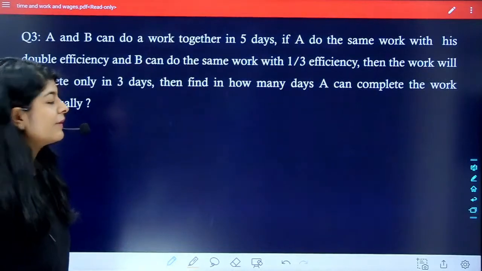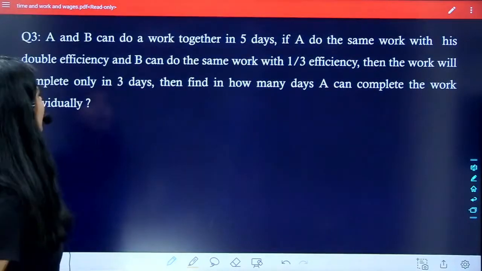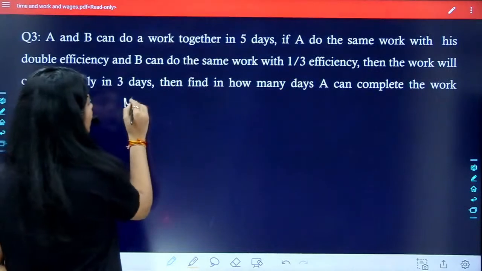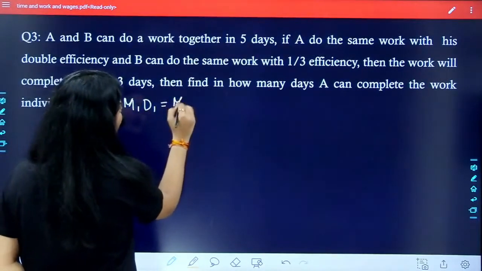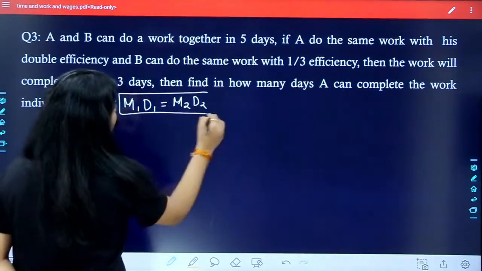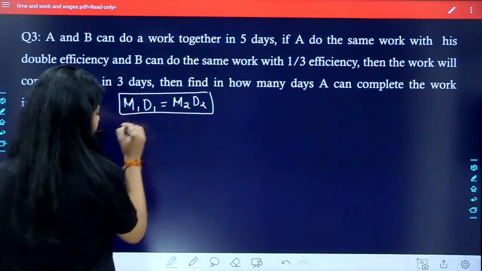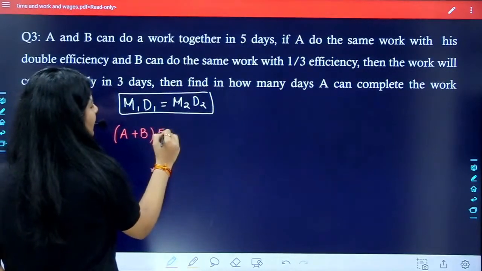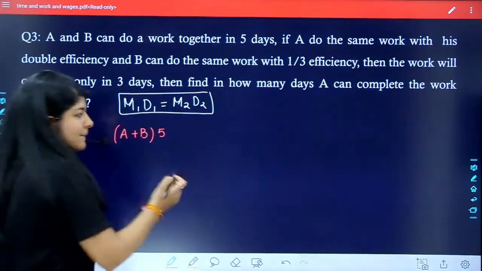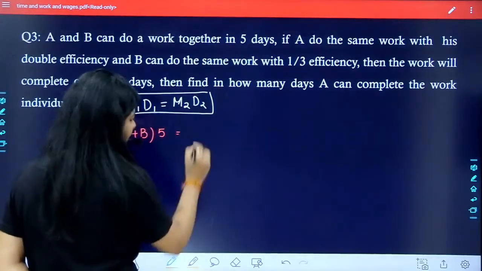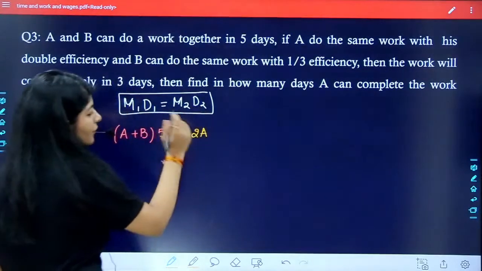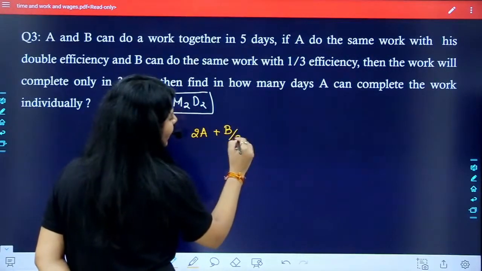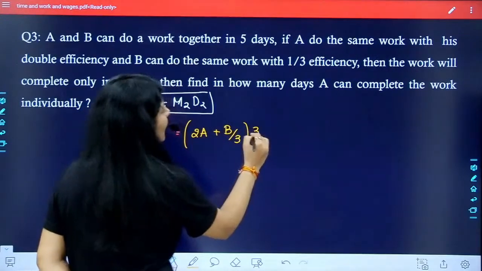Okay, so it is given that here I am having two persons and they are working together. Again, what we have to do, we have to put the concept of M1D1 equals to M2D2. So initially both are working with their efficiency, and they can complete the whole work in 5 days. But if A doubles his efficiency, and at the same time B is doing work with 1/3 of his efficiency, then they will complete the task in 3 days.